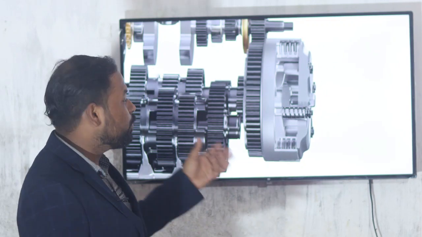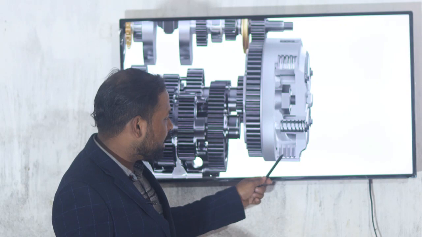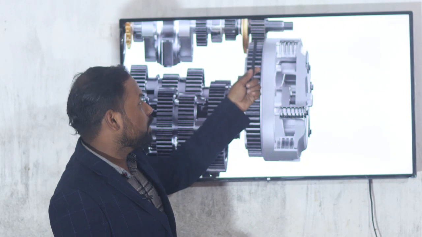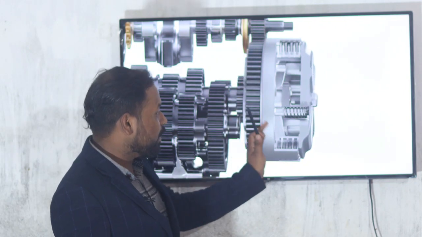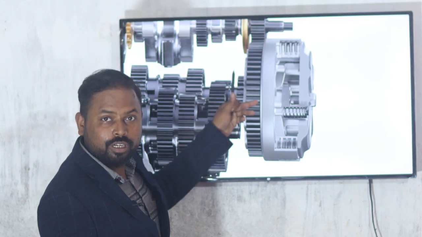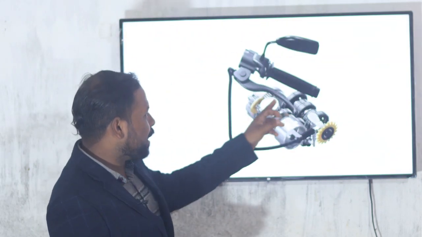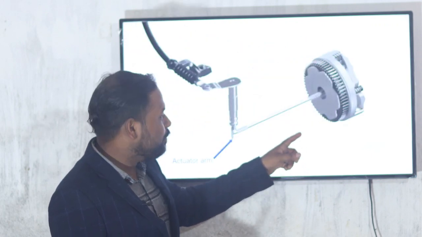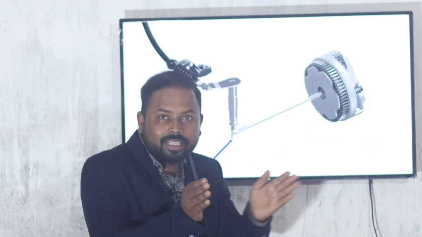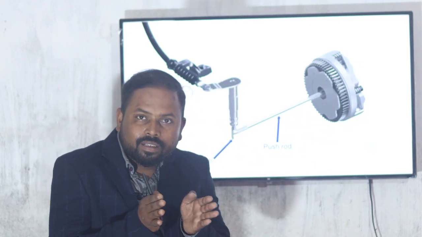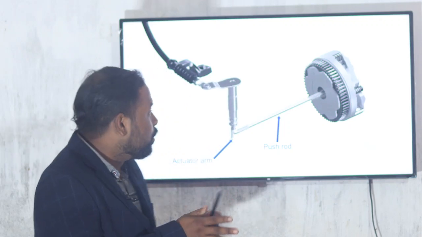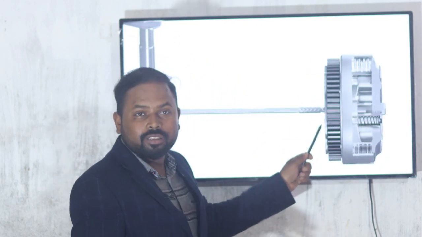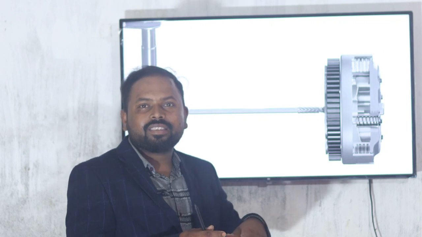Now we will see how it works. When it is pressed, all the plates are together, and at that time the power is transmitted directly from the engine to the input of the gearbox. When it is disengaged, when you apply the clutch, it rotates and pushes this push rod. When it pushes, the plates are disconnected and separated from each other, so it disengages. At that time the gearbox input is free and you can easily change the gear.